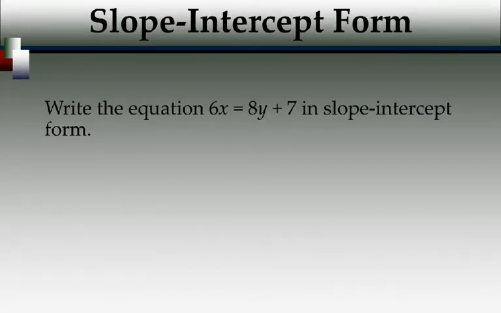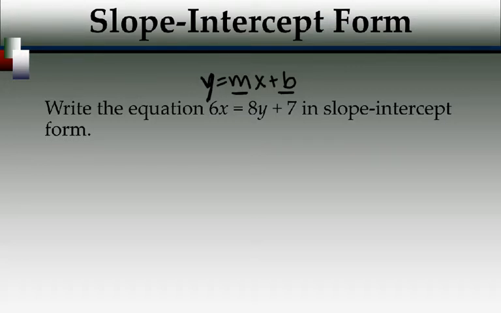So now we are asked to write the equation you see here in slope-intercept form. So that's in the y equals mx plus b form, slope-intercept, okay? Write it in, oh, that's a terrible y, there we go. Y equals mx plus b, slope-intercept form. That's where the name comes from.